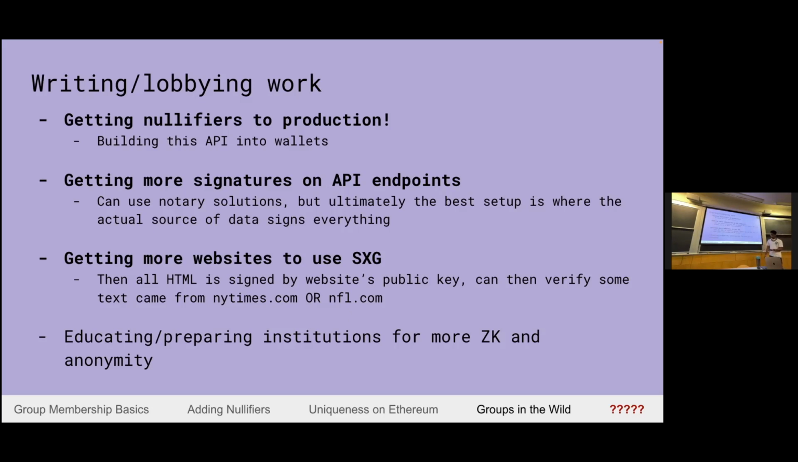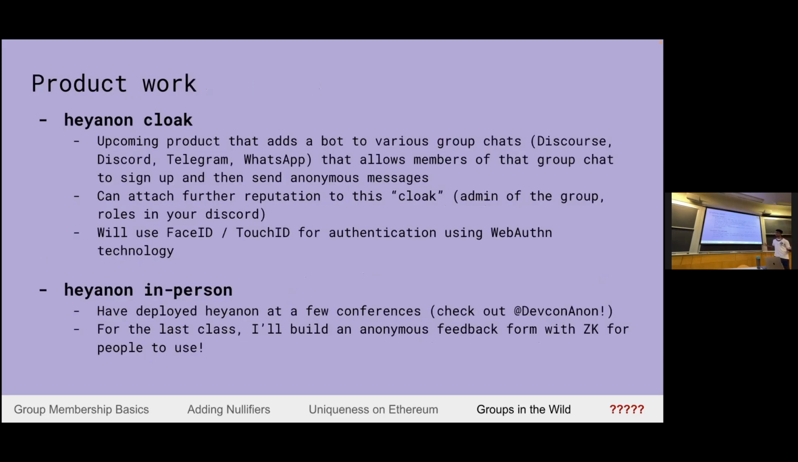And then finally, really quickly, some fun product stuff that's coming up. Two things that I'm really involved in are hand-on and hand-on extensions. One is this app idea called Cloak, a group chat extension to things like Discourse, which is a forum used by a lot of different places, or Discord or Telegram or WhatsApp, that allows members of specific group chats to sign up. You add this bot to your chat as an anonymous voice, and any one of you in this group can go to this bot and post various things.